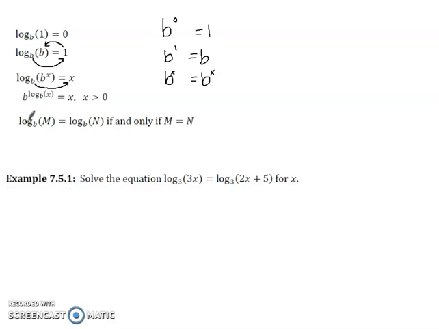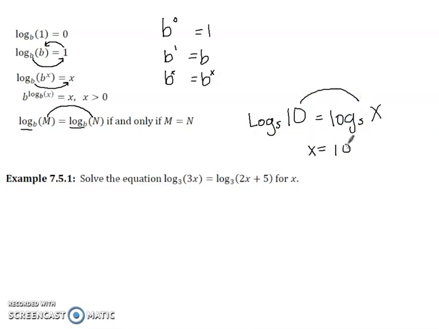And lastly, if I have two logs with the same base, here log base b on the left and right hand side, and we know that they are equal, then that means the inside of the logs, the m and the m, must be equal to one another. So for example, if log base 5 of 10 is equal to log base 5 of x, since we have log base 5 on both sides of the equation, then my x must be equal to 10. We're going to use that property to solve the equation in example 7.5.1.